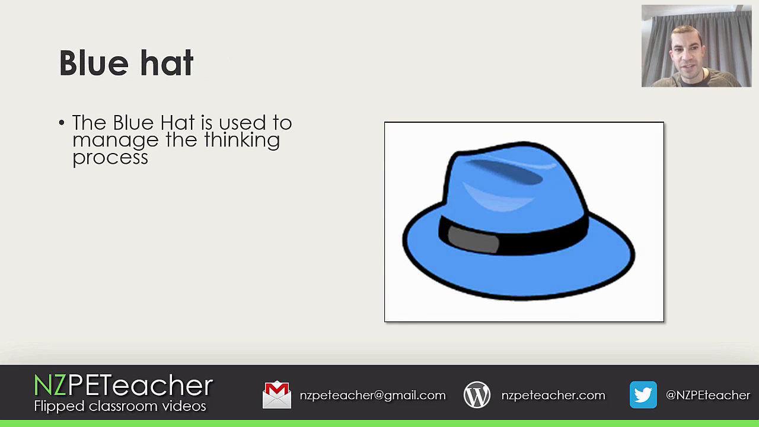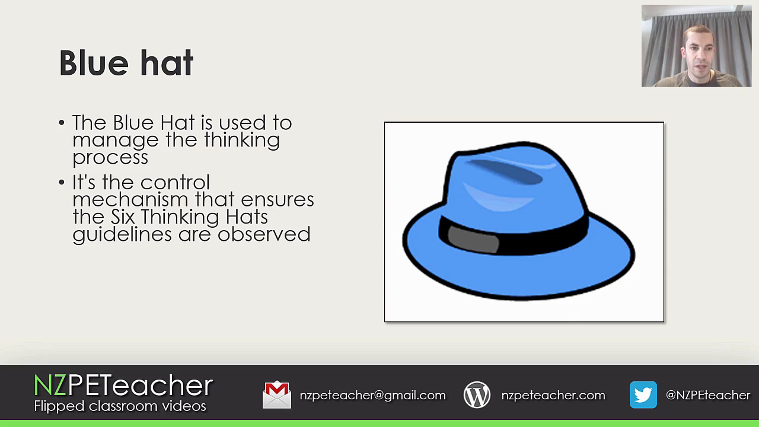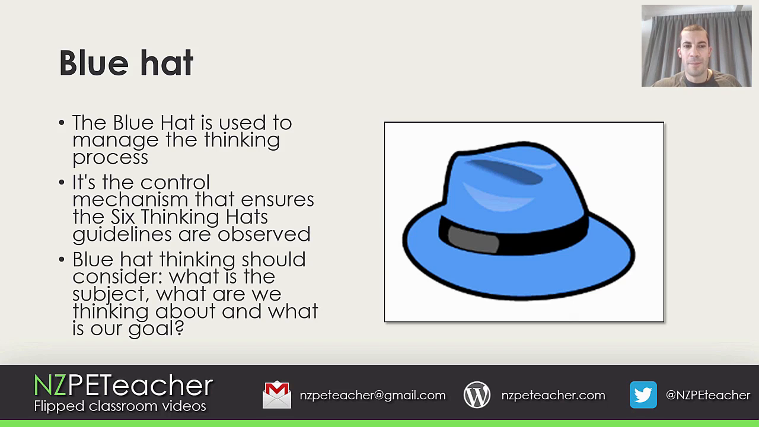Finally, blue hat. Now this is used to manage the thinking process that you're going through. It's the control mechanism that ensures the 6 thinking hats guidelines are observed. Blue hat thinking should consider what is the subject, what are we thinking about, and what is our goal. So the blue hat really is the overview or process control. It is for organizing and controlling the thinking process so that it becomes more productive.